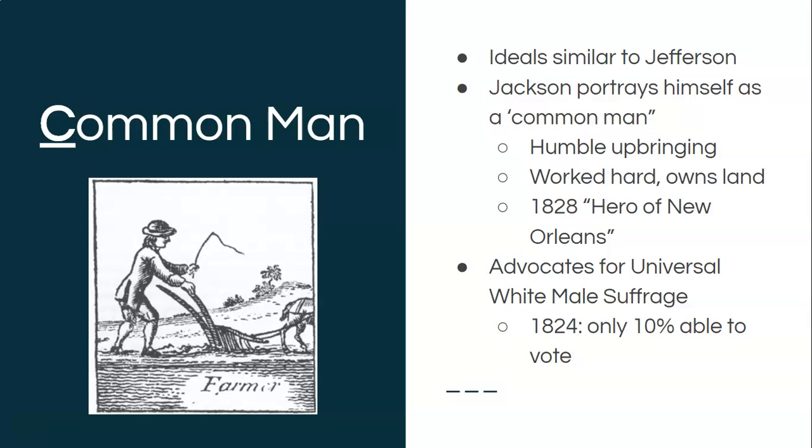So in 1824, only 10% of white males could actually vote, and that's because it's based on property requirements. They have to own property. By 1840, the end of the period, 70% of white males are able to vote. So again, this universal white male suffrage is a common expansion of democracy, yet it's only an expansion of democracy for white men.